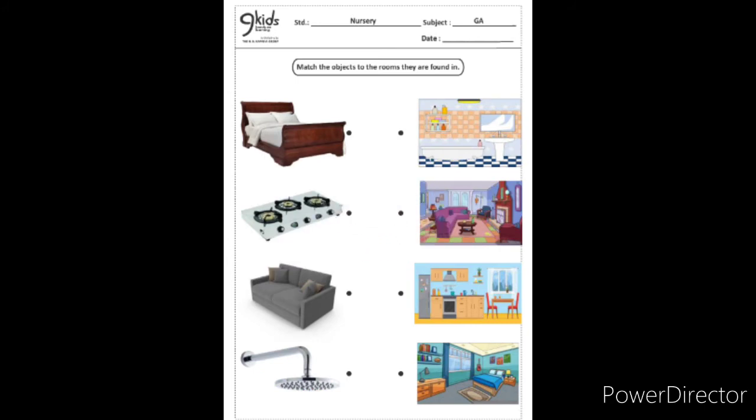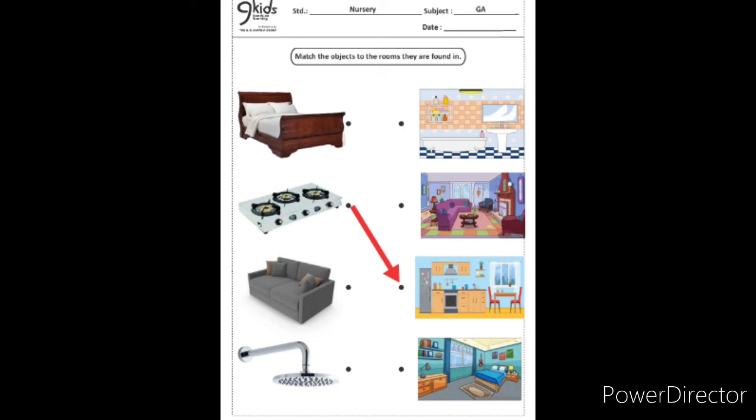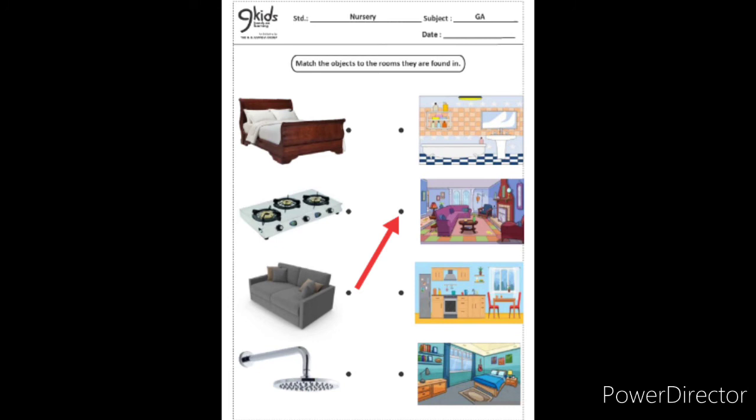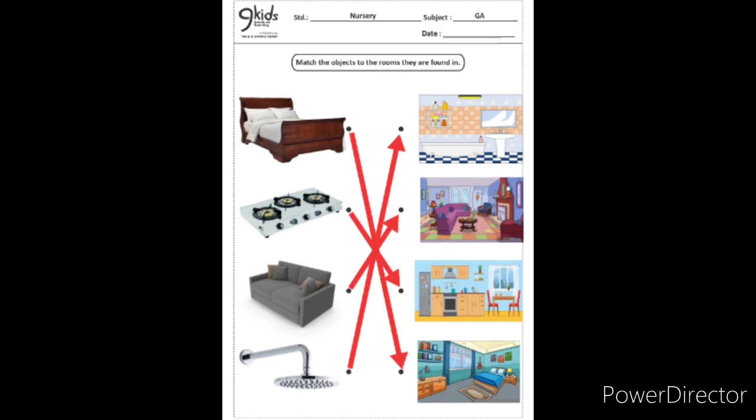In the second worksheet, you had to match the objects to the rooms they are found in. Here, the first picture is of a bed, so match it with the bedroom. Second picture is of a gas stove, so match it with the kitchen. The third picture is of a sofa, so match it with the living room. The fourth picture is of a shower, so match it with the bathroom. I hope, children, you all have done the same.